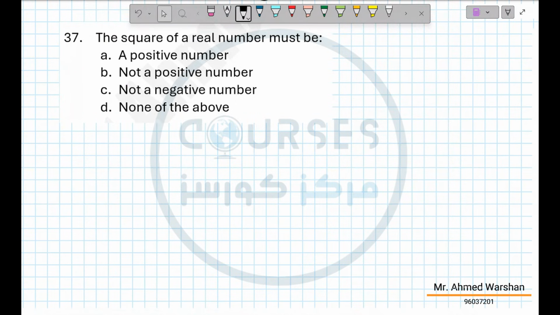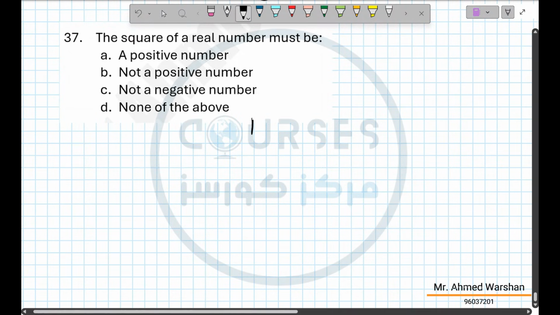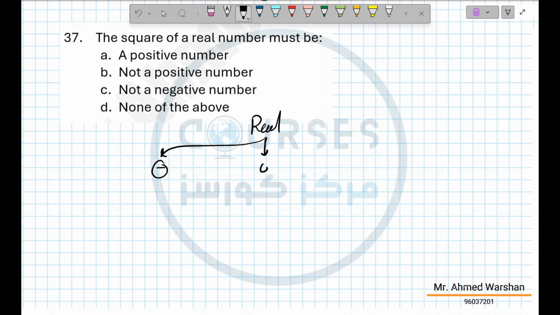And for our final question for today, the square of a real number must be. Okay, so a real number, it's one of 3 possibilities. If you want to choose a real number, it's either negative or 0 or positive. So let's find 3 numbers. If it was negative, let's choose negative 2, for example. So negative 2 squared is gonna be 4.